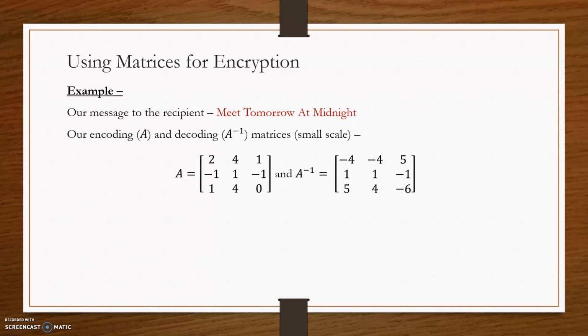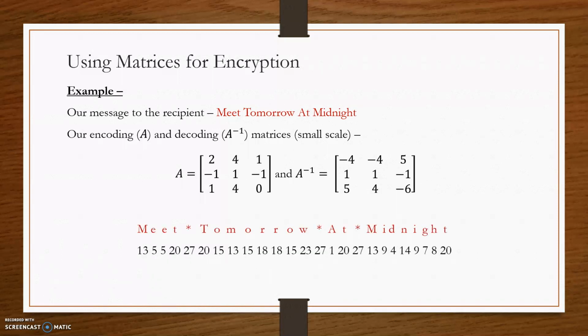Now, we will assign each letter of the alphabet a number in order. For example, A would be equal to 1, B would be equal to 2, and so on. A space or a break will be assigned the number 27 because there's only 26 letters in the alphabet. Now, we translate our message into these numbers, as you see below.